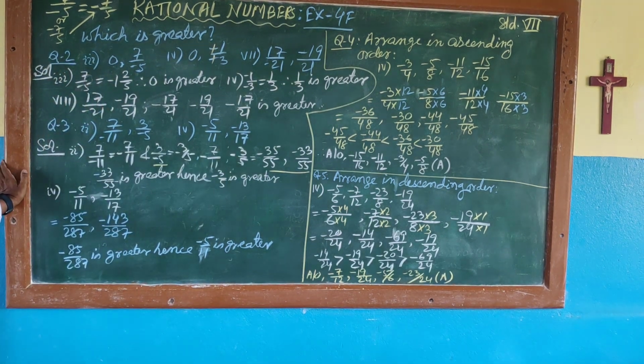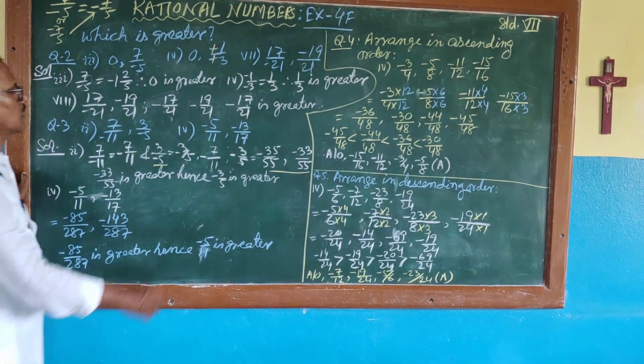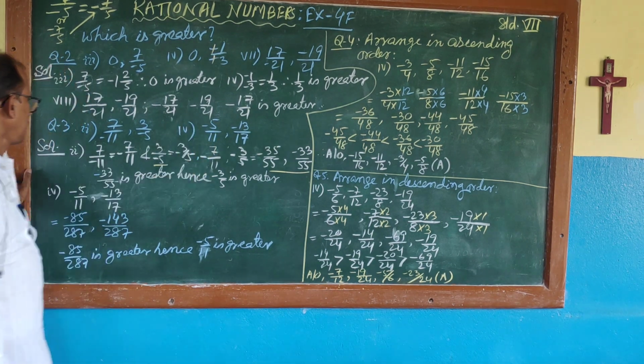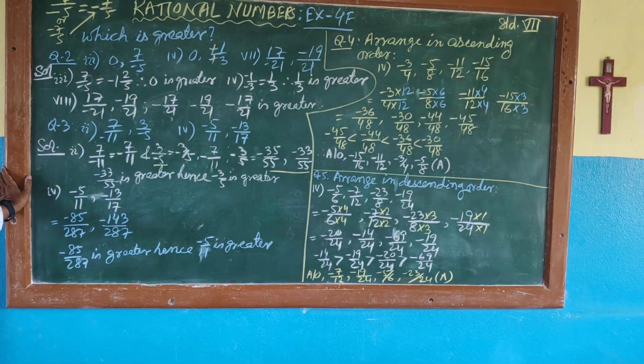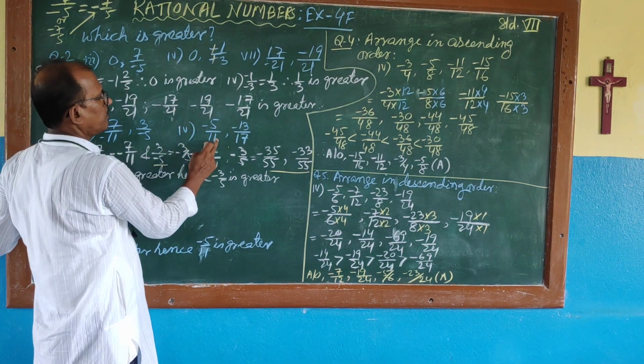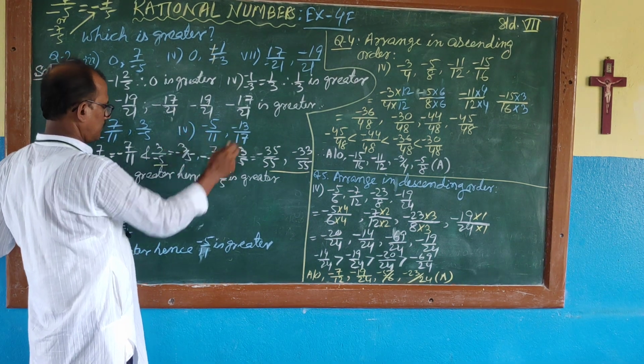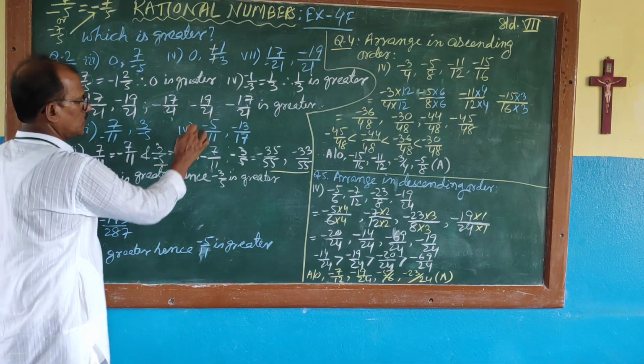It will be minus 143, and this one if you multiply it will become 17 fives are minus 85. Definitely minus 85 is greater than minus 143, therefore this will be greater.